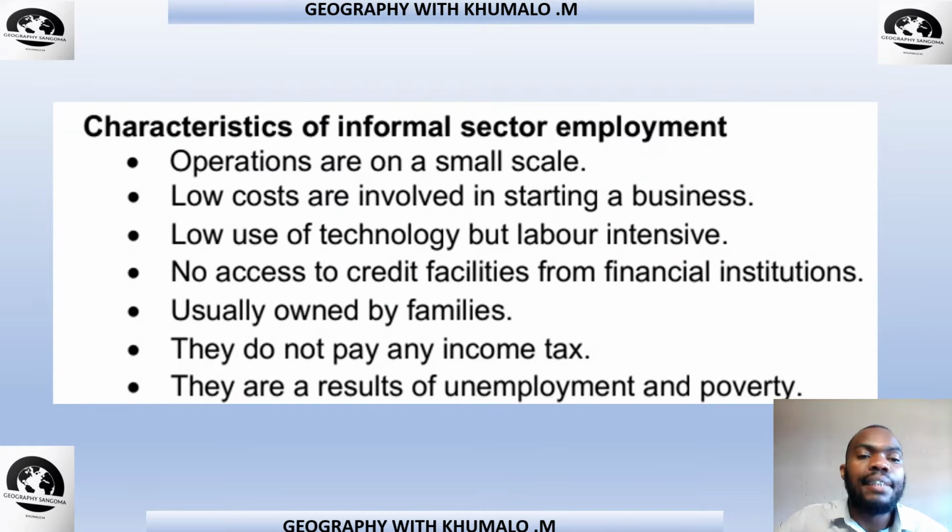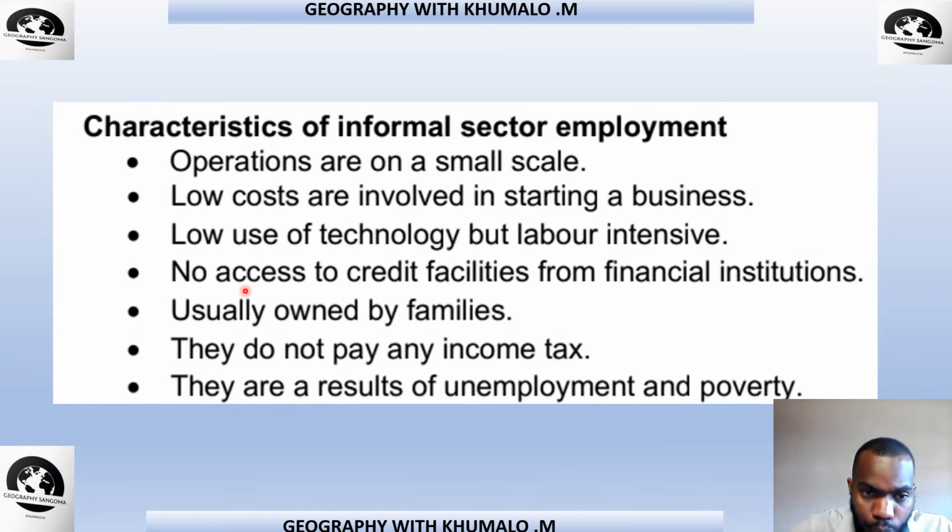Then the characteristics of an informal sector. So the characteristics of informal sector employment, grade 12. How do we see an informal sector? The operations of that business are on a small scale. Low costs are involved in starting the business. So it's usually a business that does not require a large sum of money to start. There's a low use of technology but it is labor intensive. So there's less technology that is used there. Think of someone who is selling outside on the streets, selling maybe oranges, bananas, Zimba chips, or whatsoever.